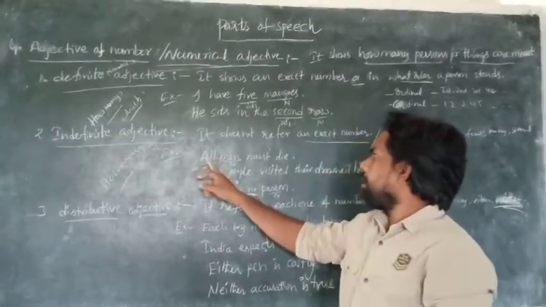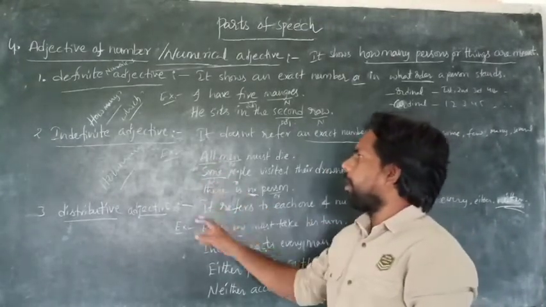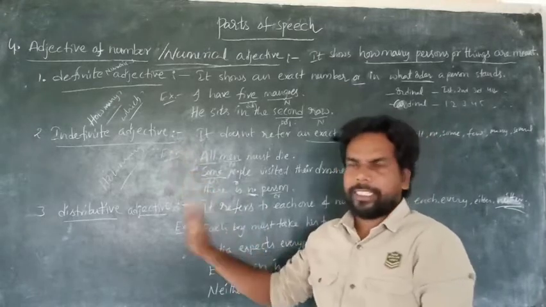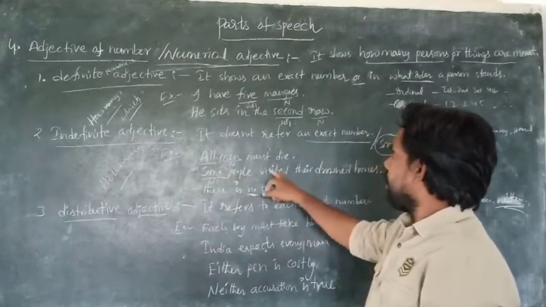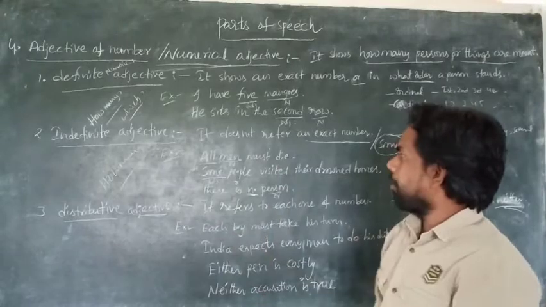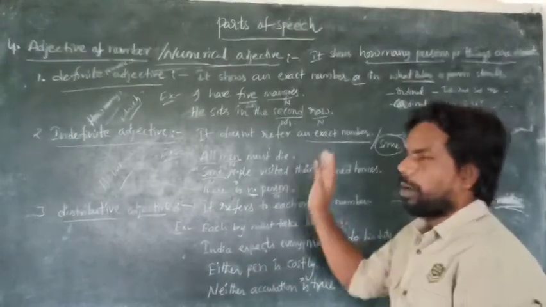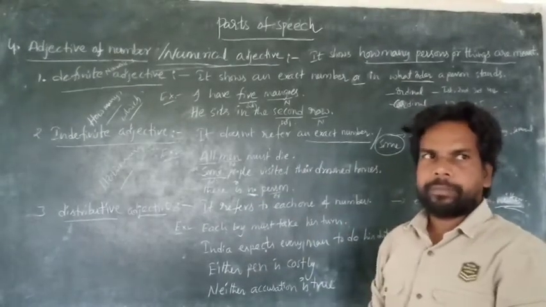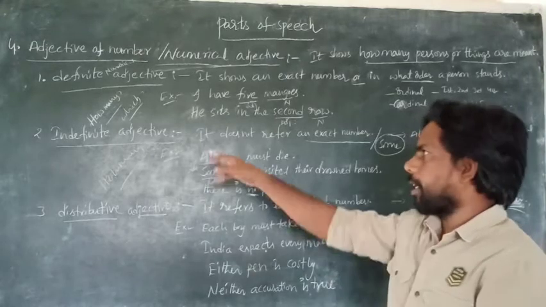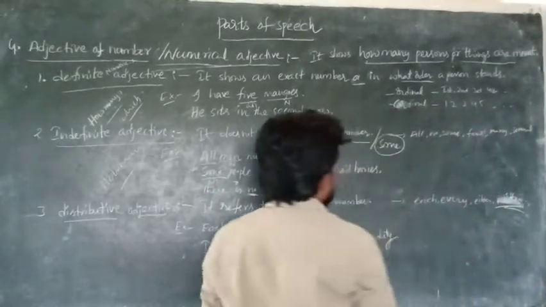Here all, some, no are called what? Indefinite numerical adjectives. These all show number. All shows number. Some shows number. No also shows number. Not an exact number, so it is called indefinite numerical adjective.